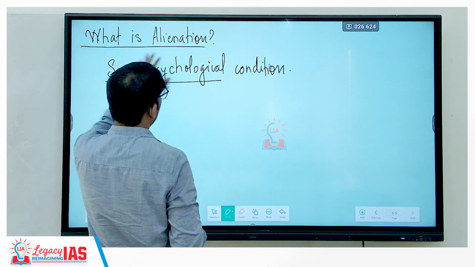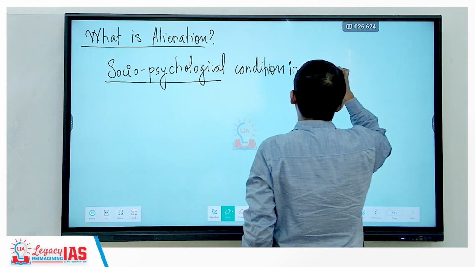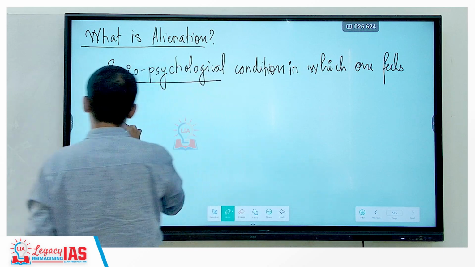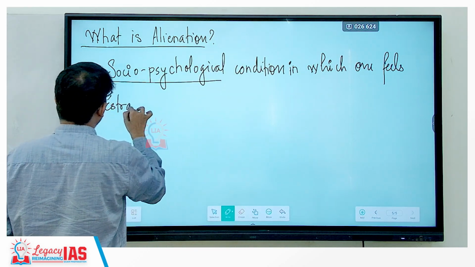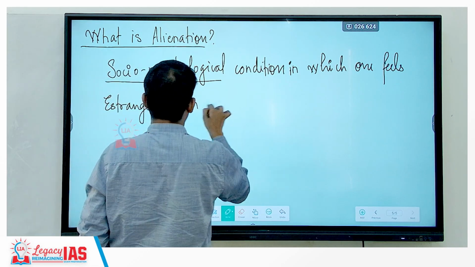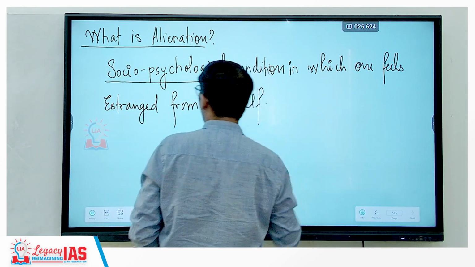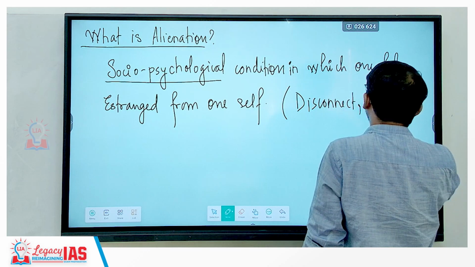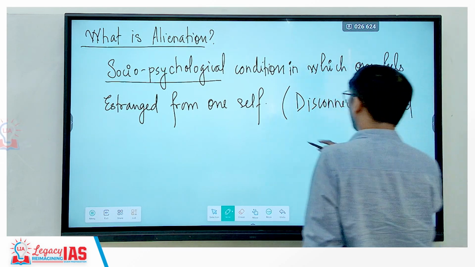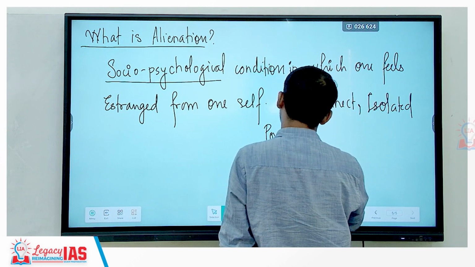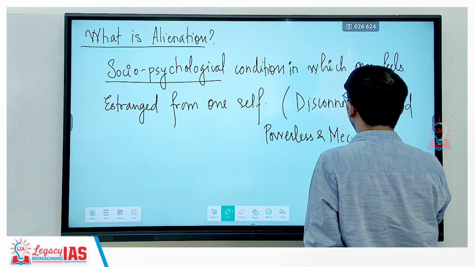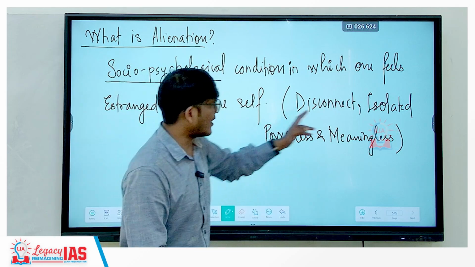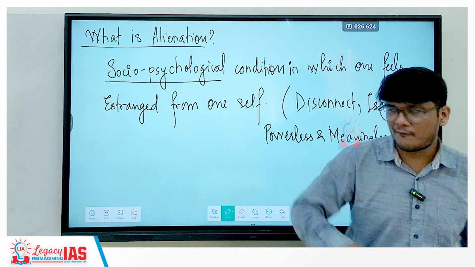So it is a socio-psychological condition in which one feels estranged from oneself. Now when we talk about estranged, what does estranged mean? Disconnected, isolated, powerless and meaningless. So it is a socio-psychological condition in which one feels disconnected, isolated, powerless and meaningless, meaning feels estranged from oneself.